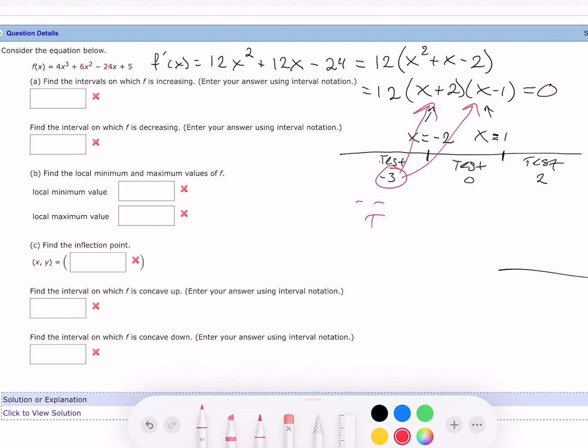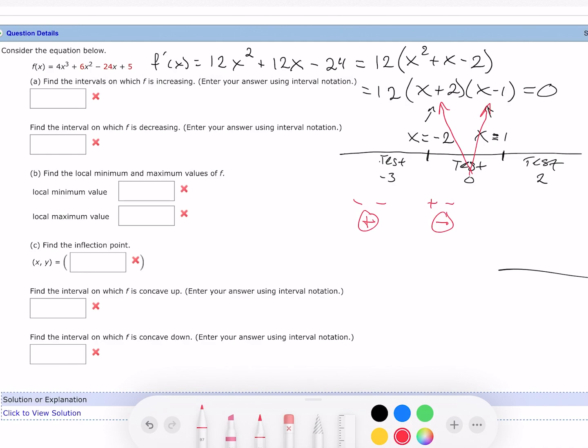A negative times a negative makes a positive. Now let's plug in the 0. Zero plus 2, positive. 0 minus 1, negative. Positive times negative, negative. So our function is going to be decreasing there with a negative sloping tangent line.